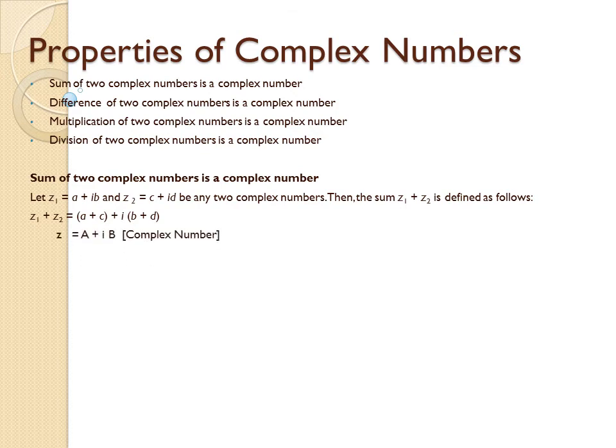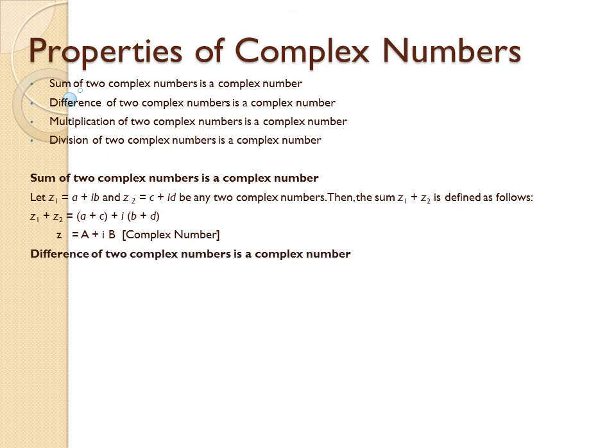A plus c is one number, so I am denoting that as a capital A, and b plus d is also a real number, so I am putting this as a capital B, and i is always there, so Z equal to A plus iB. Again, if any number is in the form of a plus ib, I can tell that is a complex number. So it is proved that the sum of two complex numbers is a complex number.